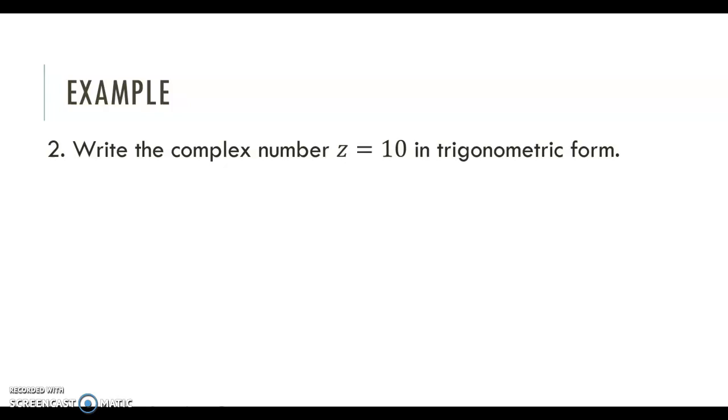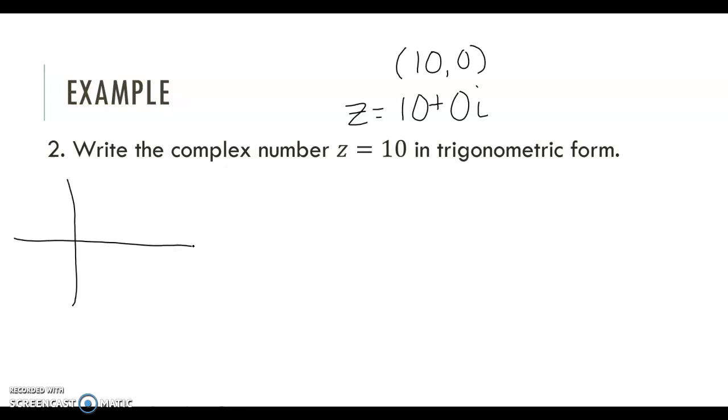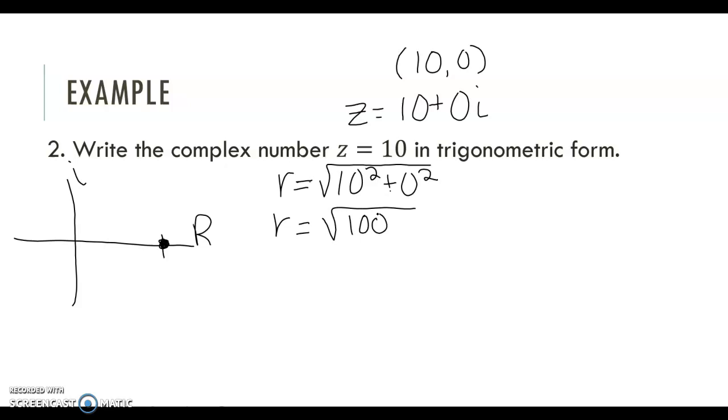So let's first visualize where this complex number would be. This complex number is the same as 10 plus 0i. If I were to plot that, that would be 10, 0. Let me do a quick sketch. This is the real axis, this is the imaginary. It would be 10 over on the real axis, so that's where that point would be. Okay, let's find r and theta. r is the square root of a squared, so 10 squared, plus b squared, which is 0 squared. That's the square root of 100, which is just 10. So r, or the modulus, is 10.